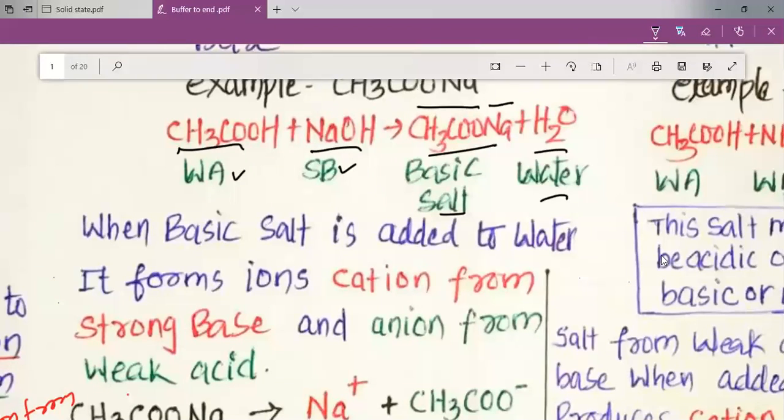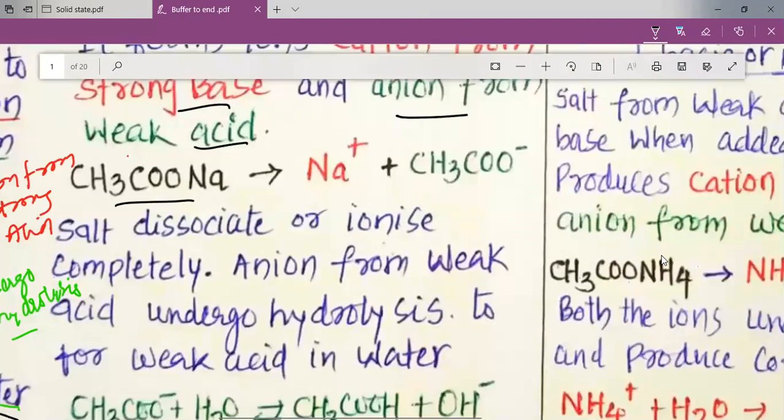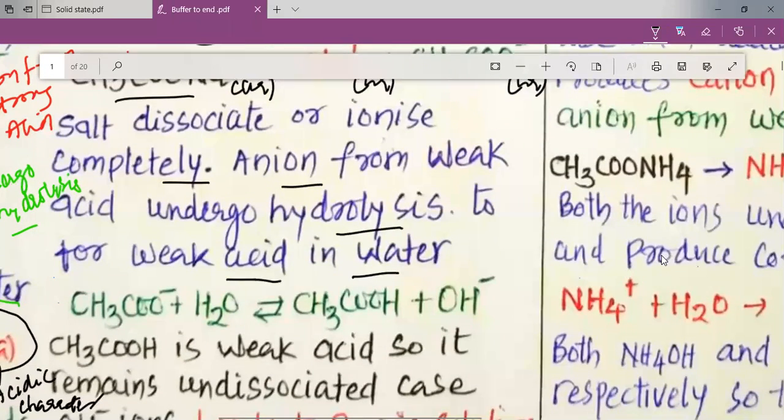So now let us study this in detail. When basic salt is added to water, it forms ions, cation from the strong base and anion from the weak acid. You can see that CH3COONa, when it is added to water, produces Na+ aqueous and CH3COO- aqueous. Salt dissociates or ionizes completely.